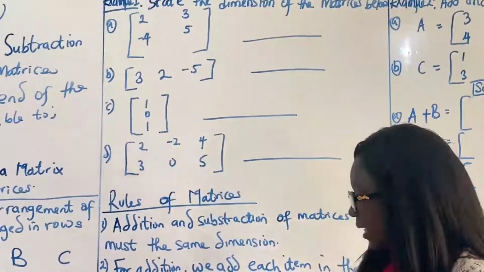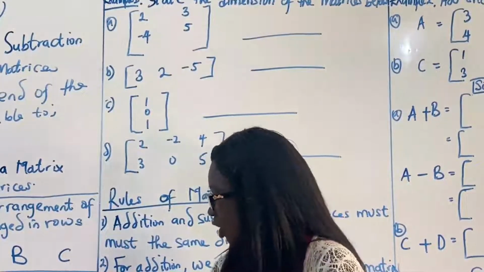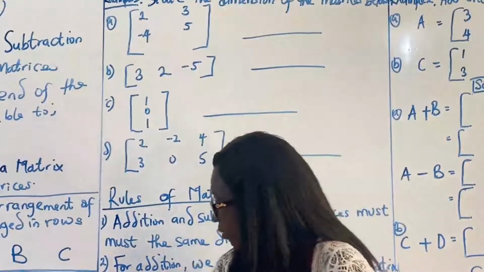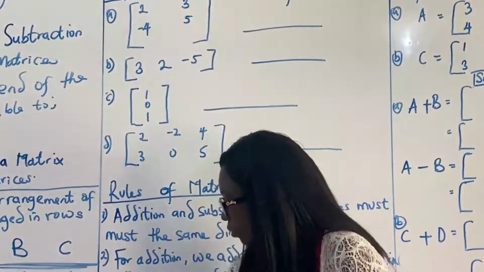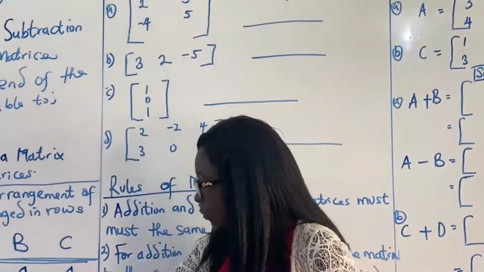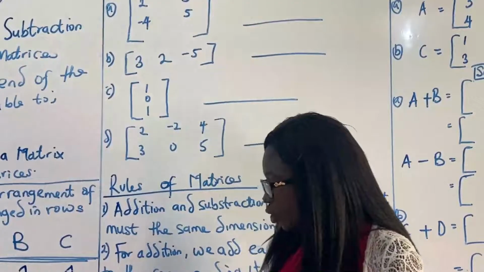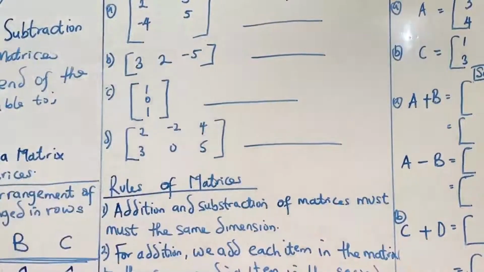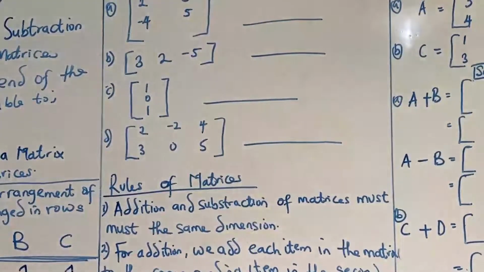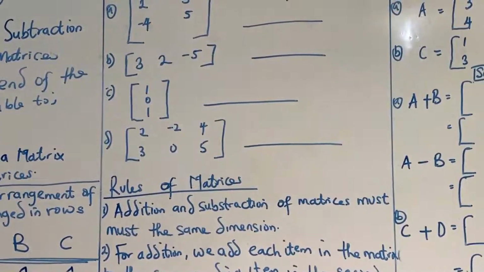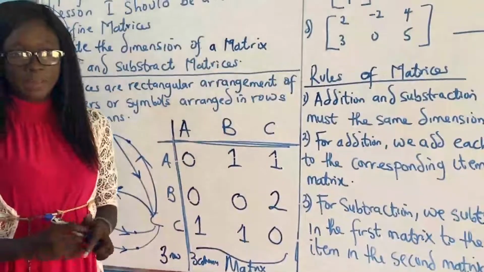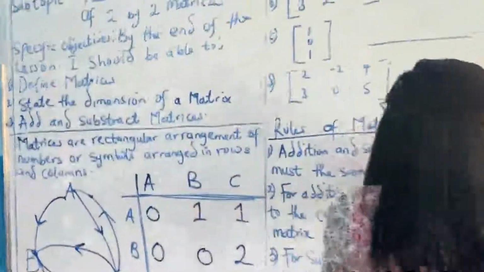2 by 2. Like this one, if I want to see the dimension of this matrix, since I have 3 rows, 1, 2, 3, and I have 3 columns, 1, 2, 3, it will be 3 rows and 3 columns. And we call it 3 by 3 matrices. Okay?